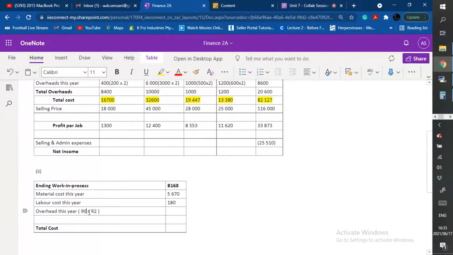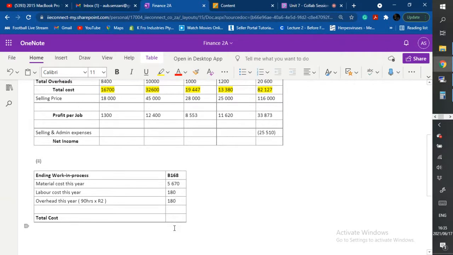We had 90 hours. So 2 times 90, again, we're going to get 180. We add this all up, we should arrive at 6,030. So that's part 2.